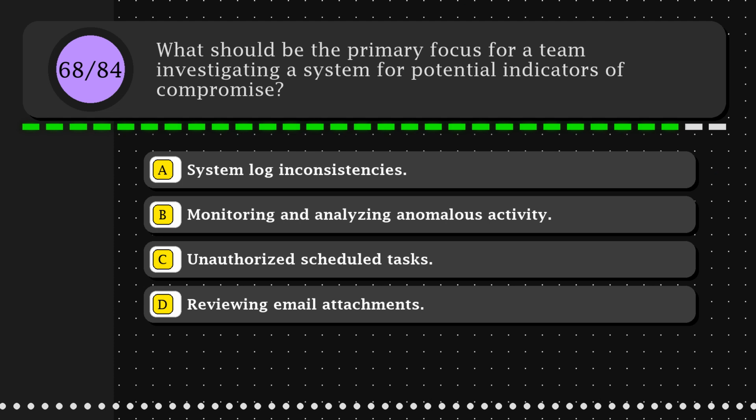Question 68. What should be the primary focus for a team investigating a system for potential indicators of compromise? Option A, system log inconsistencies. Option B, monitoring and analyzing anomalous activity. Option C, unauthorized scheduled tasks. Option D, reviewing email attachments.